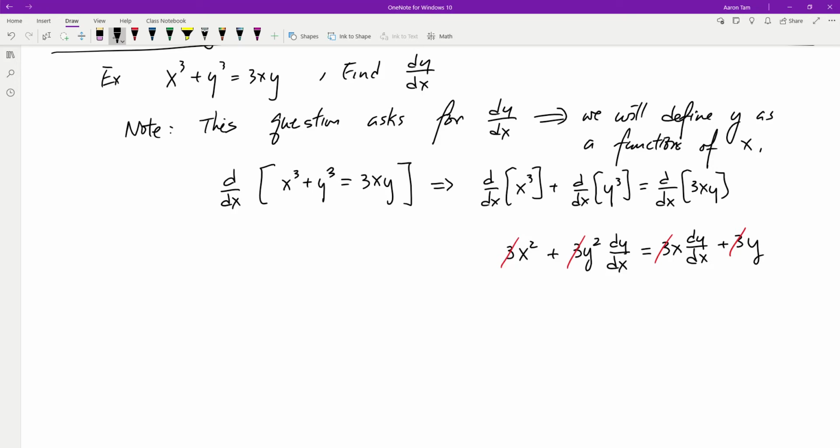Now what I'm going to do is the following. I am going to move the x squared to this side and move the x dy dx to this side, and then factor out. So it becomes y squared minus x times dy dx equal to y minus x squared. And then simply divide.